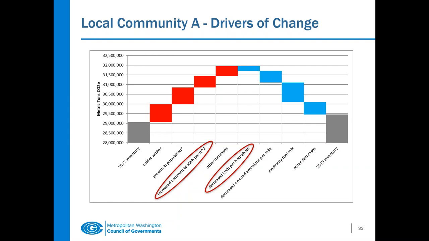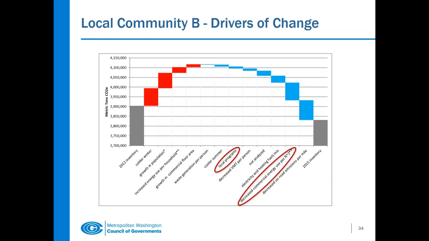We understood where that was coming from, and it's the increased commercial energy intensity from data centers. This region has experienced a lot of growth in energy intensive data centers, and running the tool helped us confirm our suspicion and help tell the story of the impacts that these energy intensive industries have on our local greenhouse gas emissions. Next slide, please.